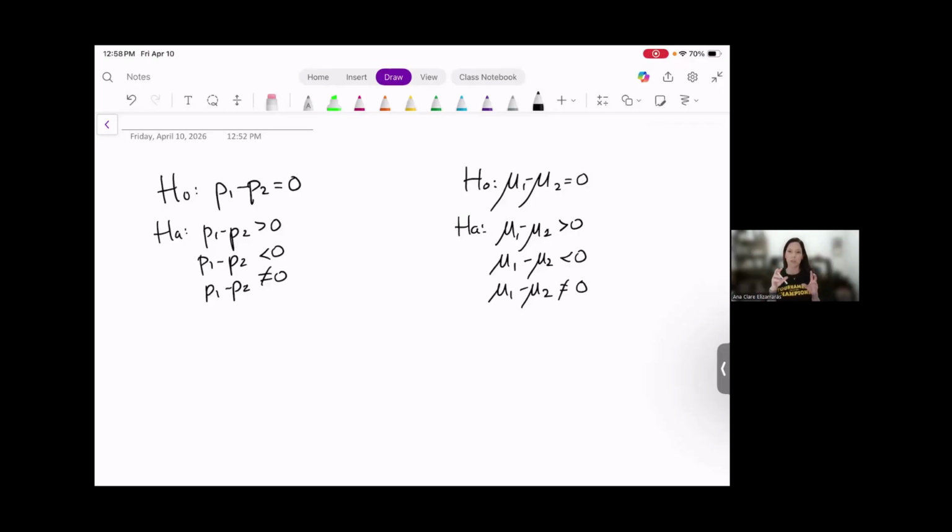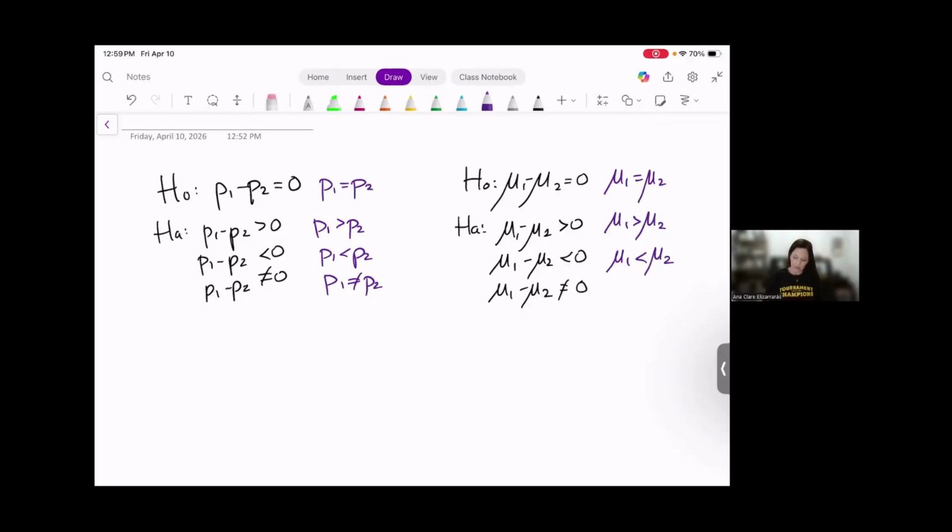Now, using techniques of solving equations, you can do the inverse of the subtraction to move one of the variables over to the right-hand side. This is the same thing as saying P1 equals P2, or P1 is greater than P2, or P1 is less than P2, or P1 is different from P2. So that notation is also appropriate. It's whatever you feel more comfortable with. The one thing I will say is if your hypothesized value is not 0, then this is not going to work. This is only when you have 0, otherwise you've got some value dangling in there.